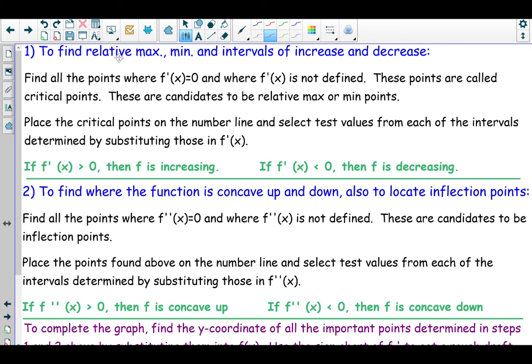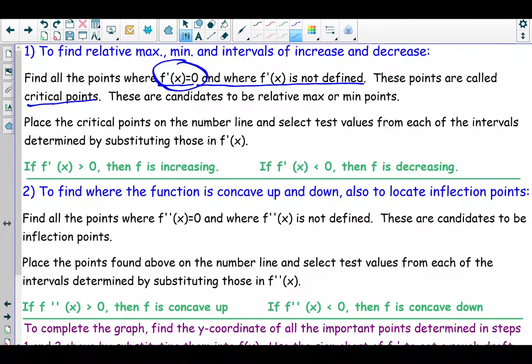First of all, to figure out the relative maximum, minimum, and intervals of increase and decrease, what we need to do is set f prime equal to 0 and also look for points where f prime is undefined. These points are referred to as critical points, and they are candidates to be relative maximum or minimums. That's where the turns are likely to occur, over points where slope is 0 or where slope is undefined. Okay, so first set the derivative equal to 0, solve for x. And from that point forward, we're going to put those points, the solution to this equation, on the number line, and we'll pick test values from each of the intervals determined by those critical points.